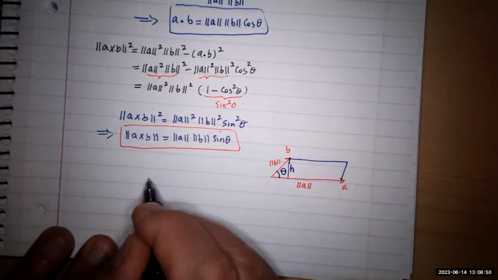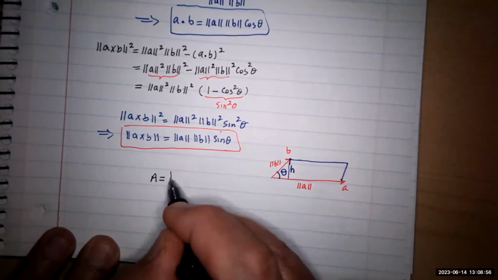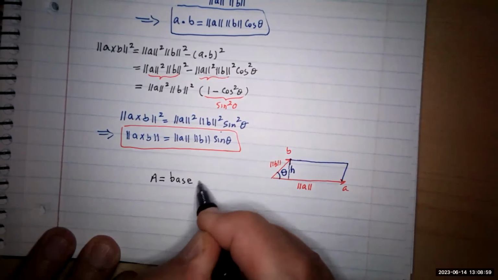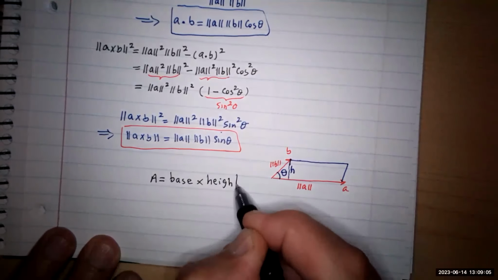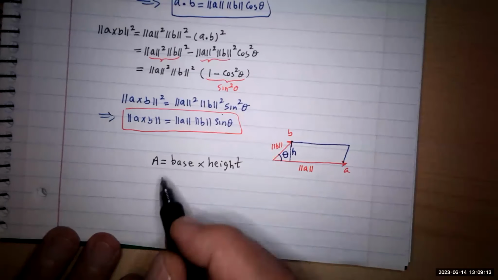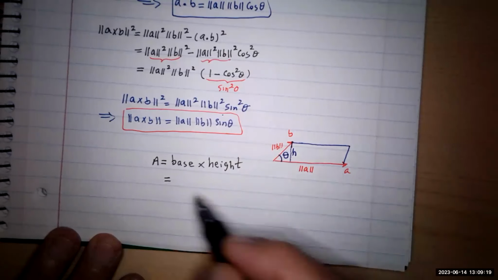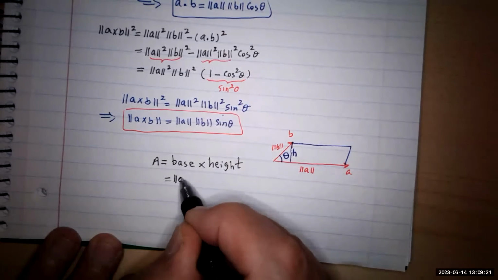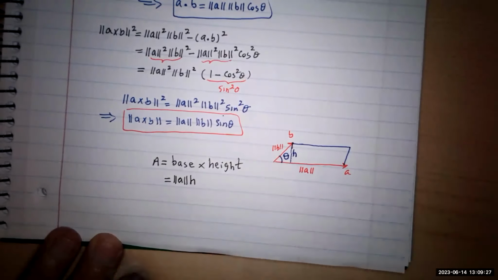The area of the parallelogram is the base times the height. The base over here is the norm of A, and the height is H, for example. That's H.